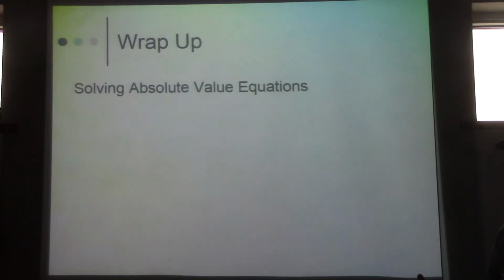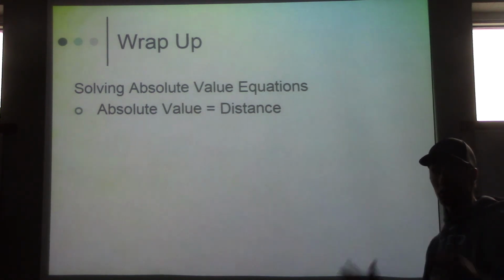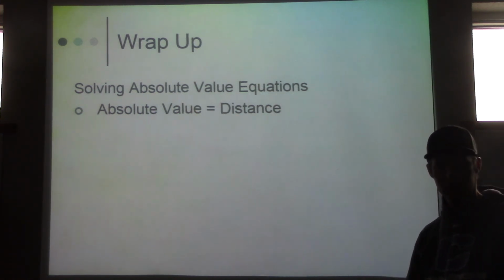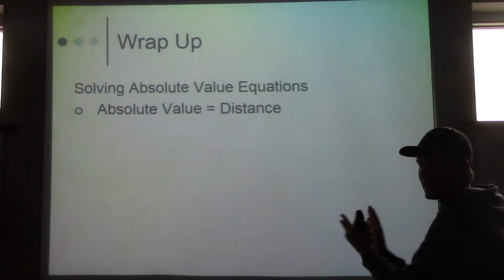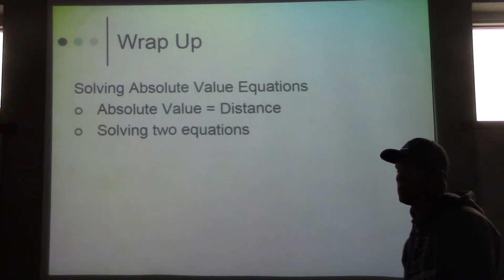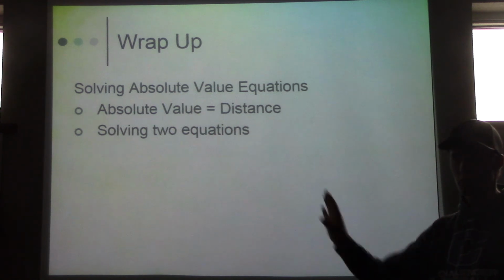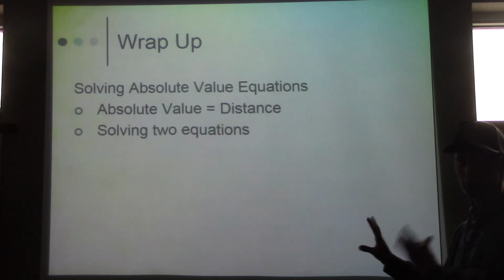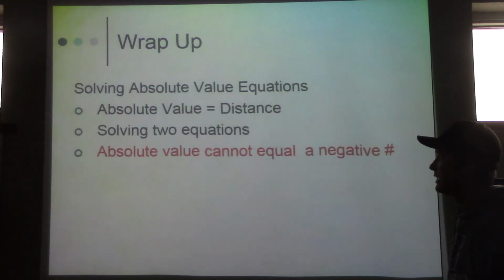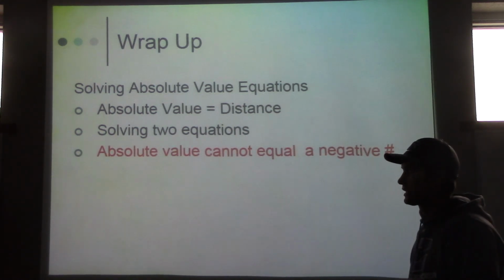So, just a quick wrap-up. We're solving absolute value equations. When we go ahead and solve, we're looking at distance, how far away something is. Distance is positive. So our absolute value always has to equal a positive number. We're going to set up two equations to solve, one with a negative, one with a positive. Once we write two equations, it's okay to have a negative. All right? And so just a reminder, it can't equal a negative.